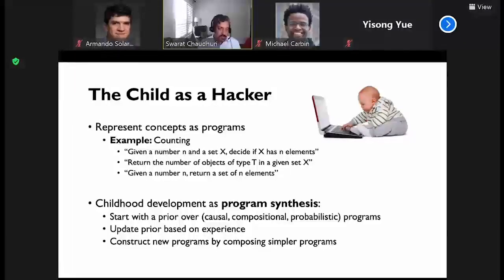So these are the kinds of programs that we have. And when you're starting out as a child, you have this prior over programs. Now, as new experiences take place, you are updating this prior. And then you're also constructing new programs by using something like Bayes' rule, but also through composition of these simpler programs.